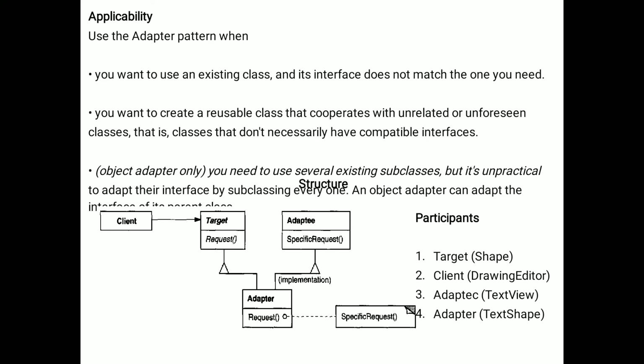And you want to create a reusable class that cooperates with unrelated classes that don't necessarily have compatible interfaces, and you need to use several existing subclasses, but it's impractical to adapt their interfaces by subclassing every one.